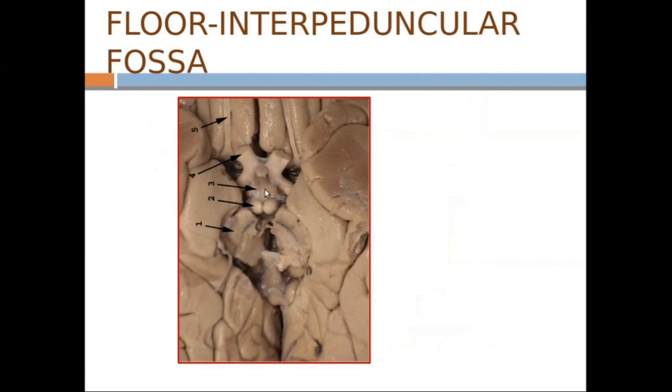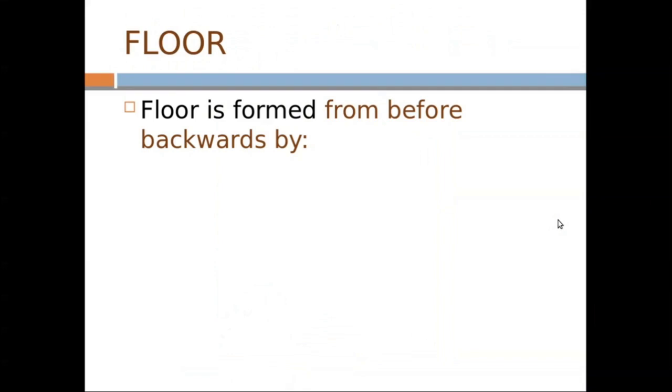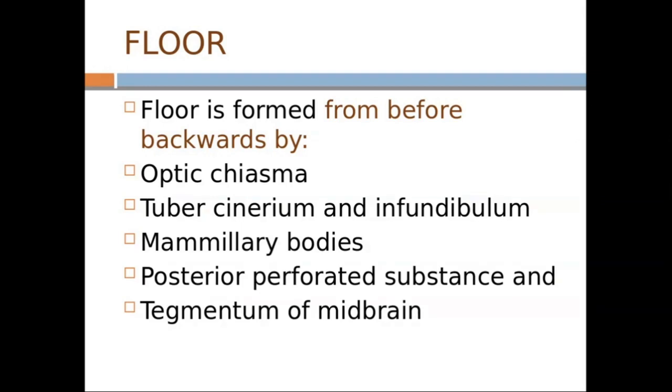Floor, you should remember, is the interpeduncular fossa, which forms the floor of the third ventricle. That section you have seen in the previous picture. This is the intact brain. You can understand that the structures in the interpeduncular fossa form the floor of the third ventricle. The floor is formed from before backwards by the optic chiasma, tuber cinereum and infundibulum of the hypothalamus, and mammillary bodies. So these are all present in the interpeduncular fossa, and also the posterior perforated substance and tegmentum of the midbrain.